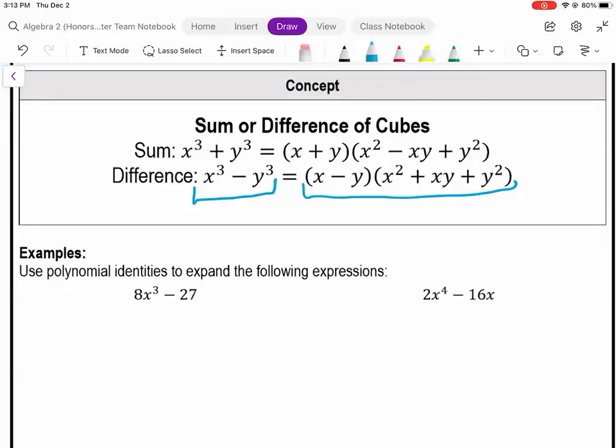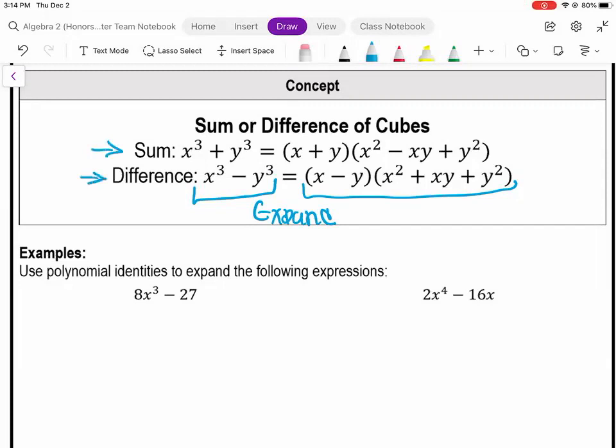Okay, so basically what you want to do is we're going to expand the equation. That's the goal of using the identities. Now you are going to see two different examples. Notice that this is called sum or difference of cubes, and one of the reasons is because one of them is going to be adding, the other one is going to be subtracting.